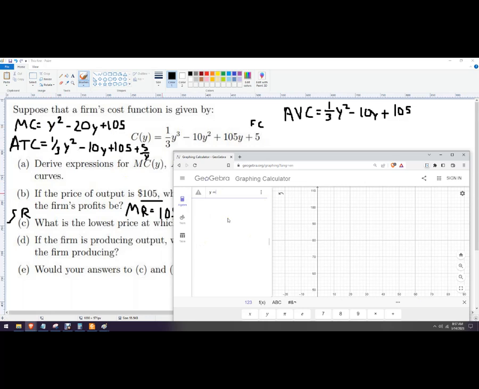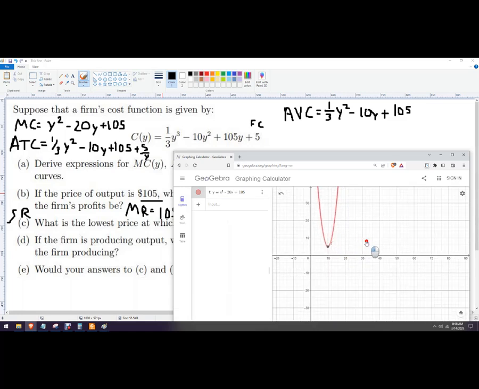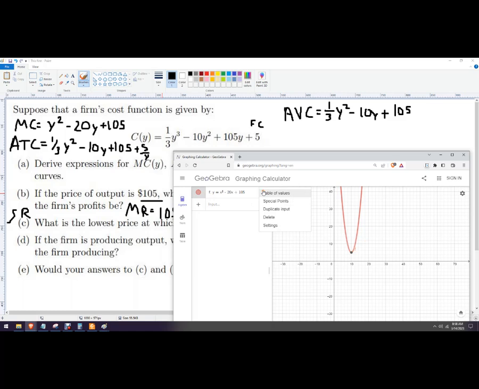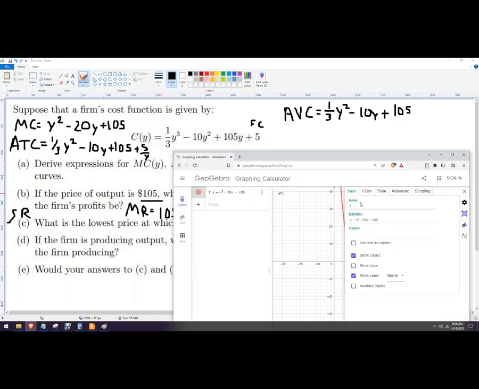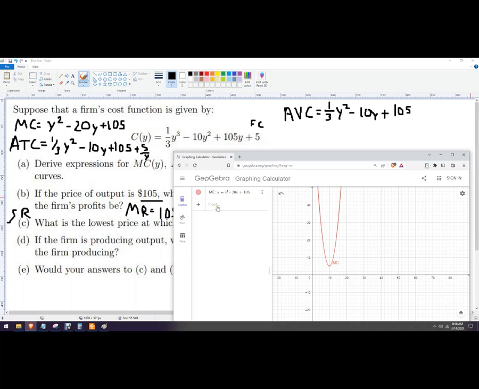So here's our marginal cost curve. It's x squared, and then minus 20x, plus 105. That's the marginal cost curve by itself. And GeoGebra is kind of cool. I think I can set this and tell it its name is not f, it's marginal cost. How cool. There we go. See, marginal cost.